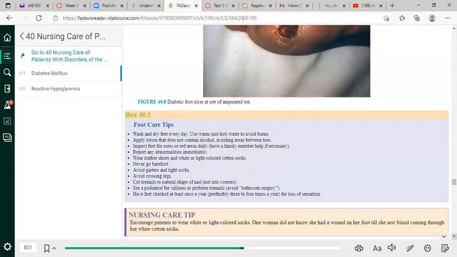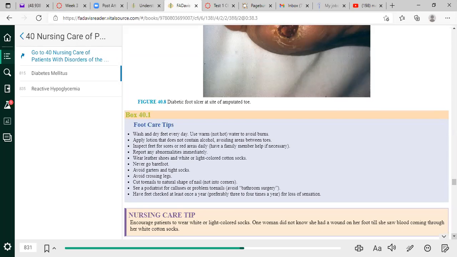And it gives some foot care tips. Wash and dry feet every day. Use warm water to avoid burns. Apply lotion that does not contain alcohol. Avoid putting lotion in between the toes. Inspect feet for sores or red areas daily, or ask a family member to assist. Report any abnormalities immediately. Wear leather shoes and white or light colored cotton socks. Never go barefoot. Avoid garters and tight socks. Avoid crossing legs. You need to cut your toenails straight, not in a corner.